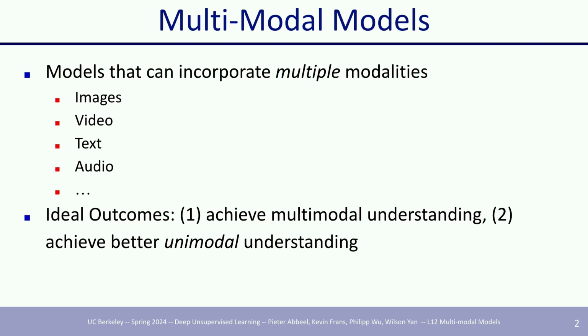And in the end, when we learn these multimodal models, there are some outcomes that we would like. The first is we would obviously want to achieve some sort of multimodal understanding, where you can understand both images and text and learn how they interplay together. The second one, which is a little bit more difficult, is that we want to achieve better unimodal understanding. If I have image data and text data, and I train jointly on both these two modalities, can I have a better understanding of just language by itself or just images by itself?